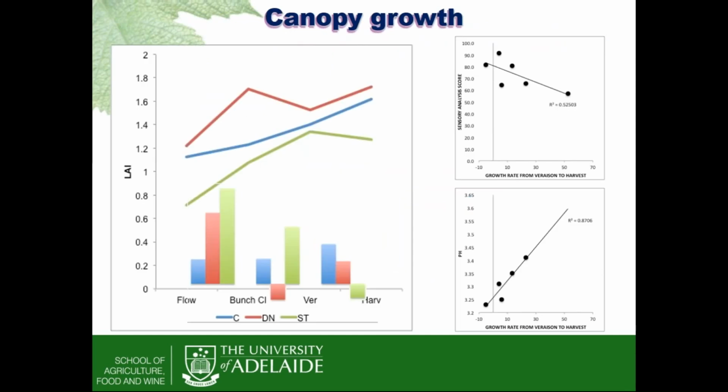Another interesting use can be assessing the growth rate of your canopy. In this graph, you have the leaf area in the control in blue, double nodes in red, and shoot thinning in green. You see the shoot thinning starts very low because I did a treatment just before flowering. It reaches a maximum average and then declines a little bit towards harvest. And in the histogram here, you can see the growth rate between the different phenological stages.